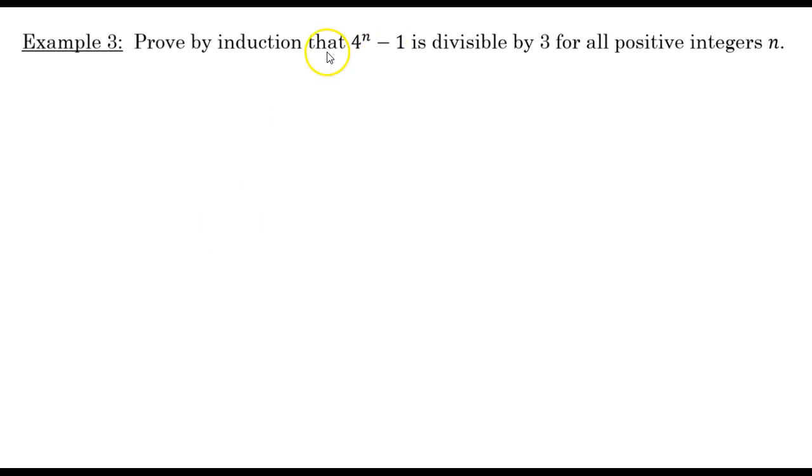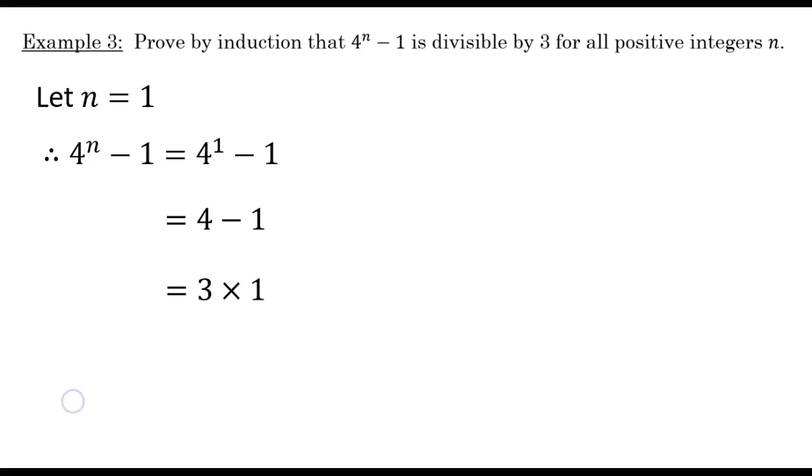So, prove by induction that this expression, 4 to the power of n minus 1, is divisible by 3 for all positive integers n. The first of our positive integers is 1. So we start by looking at the case n equals 1. Now, 4 to the power of 1 minus 1 is 4 minus 1 equals 3, which is clearly divisible by 3. So it's true when n equals 1.